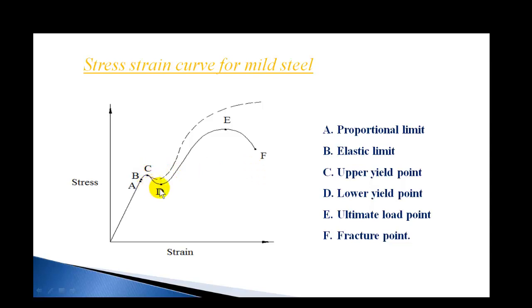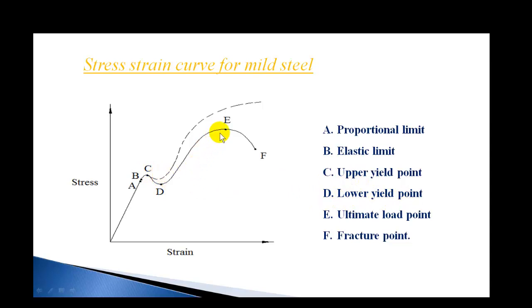Upper yield point and lower yield point are exhibited by certain materials like mild steel. The upper yield point is where the material starts yielding and plastic deformation takes place, and D is the lower yield point, which is the lowest stress at which the material continues to deform plastically.